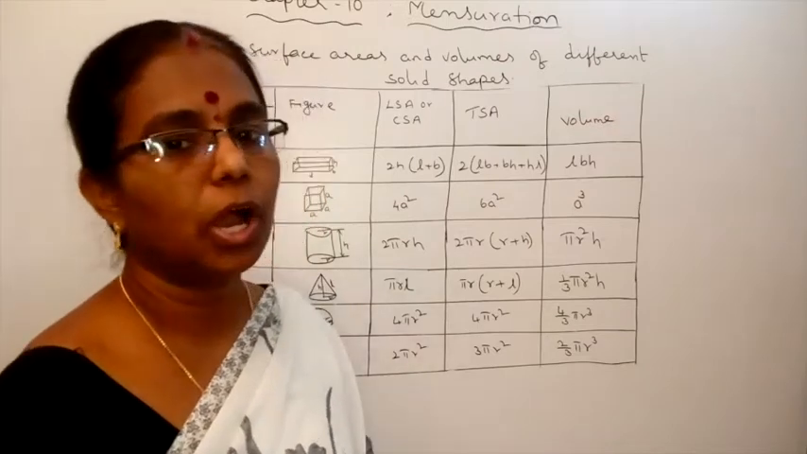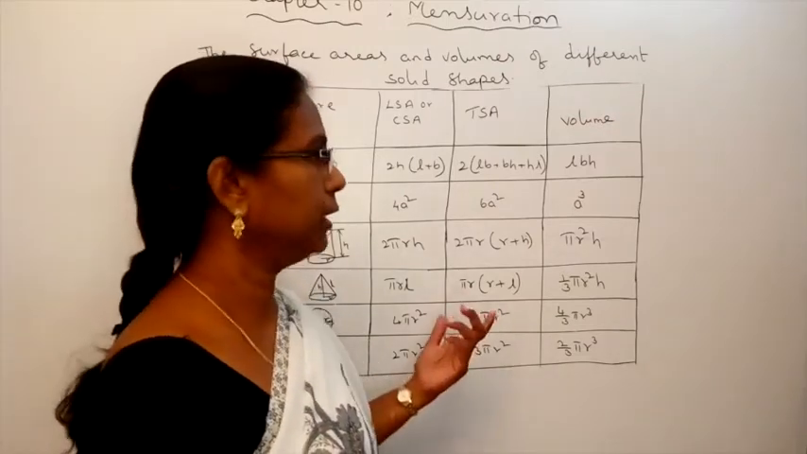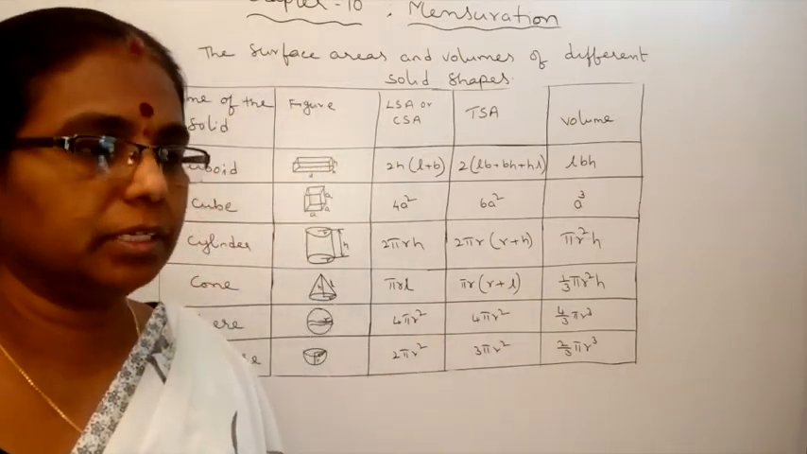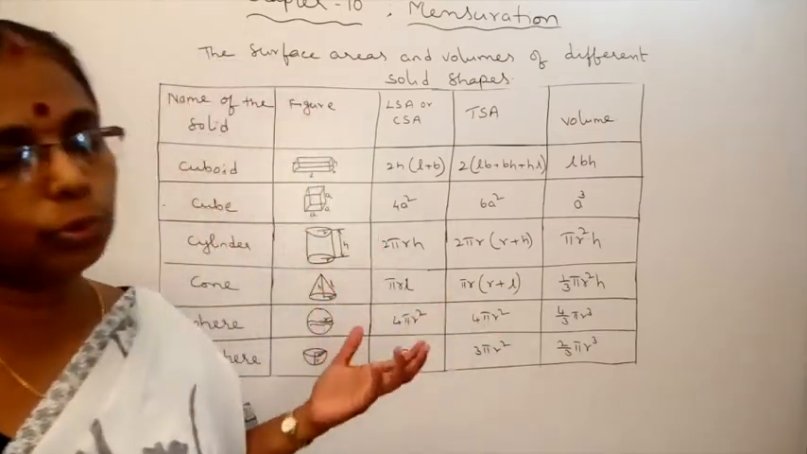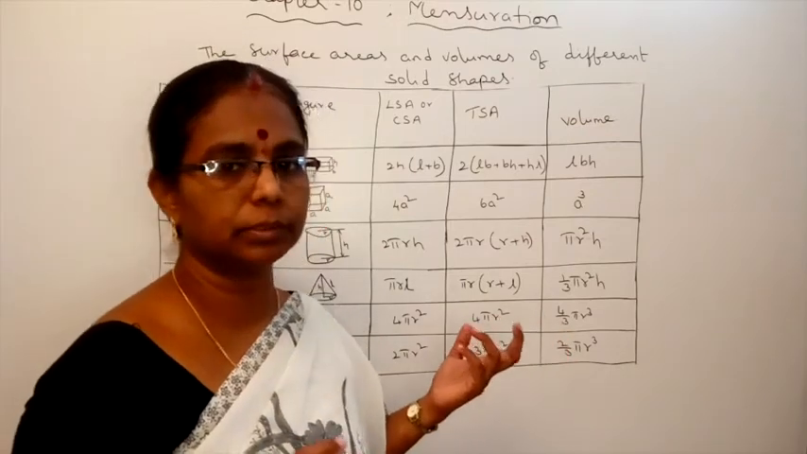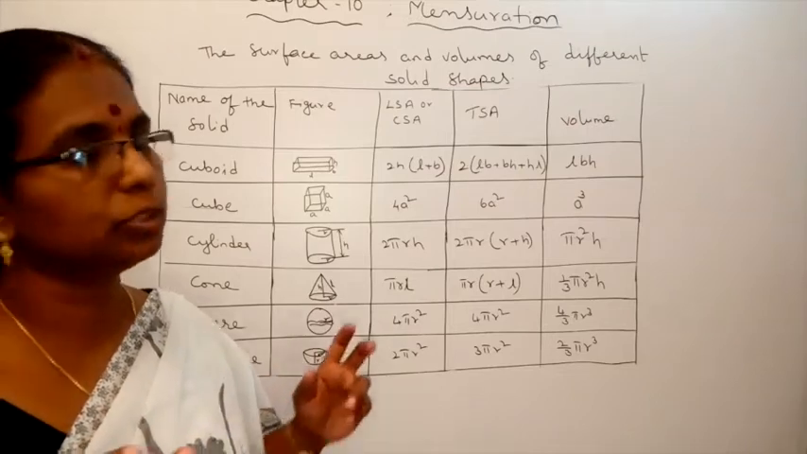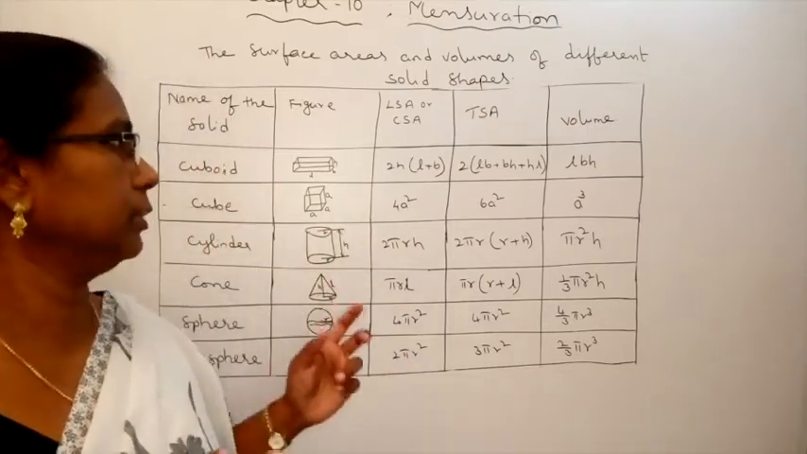Mensuration means how to find the area of a given solid. In this, there are two types of solids: 2D and 3D, meaning two-dimensional and three-dimensional solids. 2D means only length and breadth. The shapes which have only length and breadth are called 2D solids, meaning two-dimensional solids.